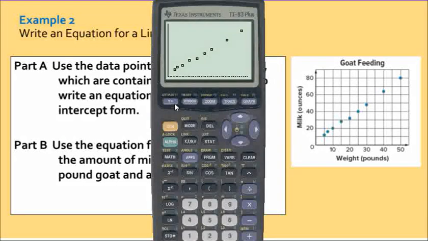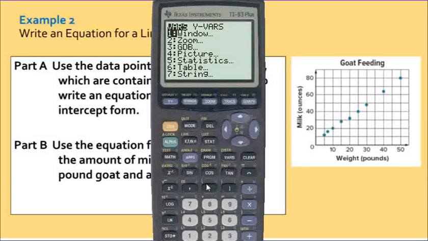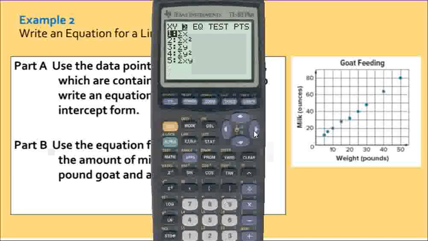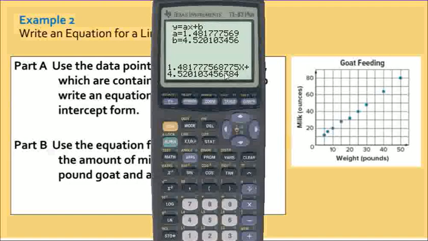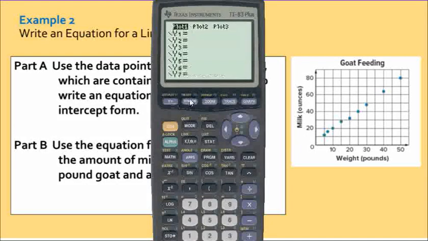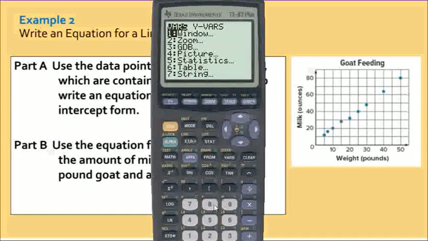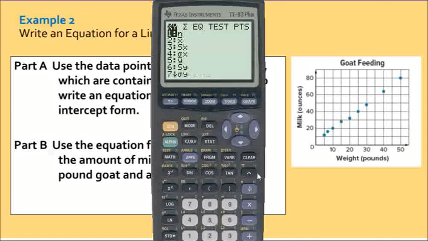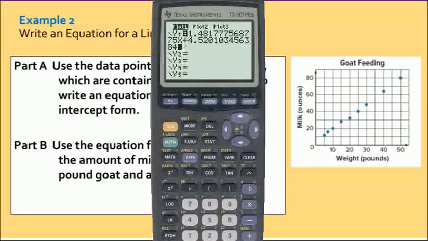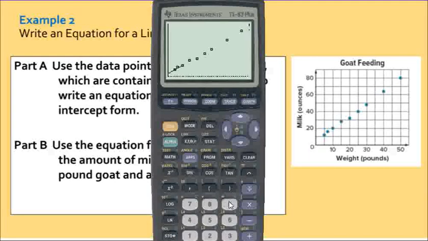And then if I were to go to VARS, number 5, Statistics, go to EQ, that'll give us our line. That would be our equation of the line that we can use. If I put that in here, so VARS, number 5, over to EQ, Enter, it puts that in there. And then if I hit Zoom, number 9, it puts our line through there and gives us our equation of the line, which you saw what I had before.